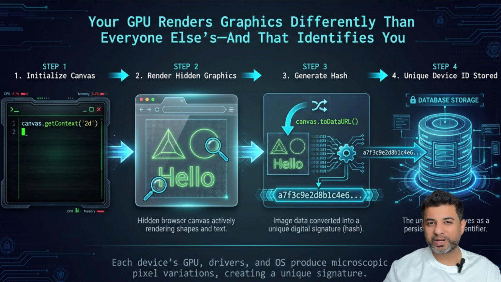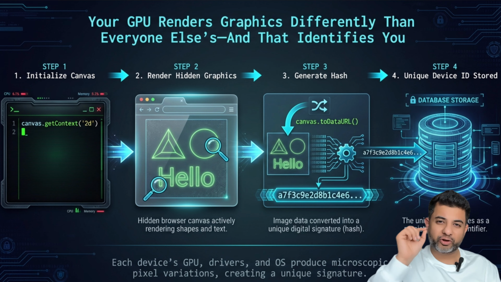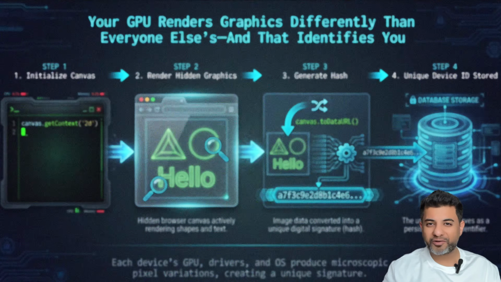Your specific combination of graphic card, operating system, font rendering engine, and even anti-aliasing settings produces microscopic variations in how those pixels are drawn. The script then takes this rendered image and converts it into a data string, a base64 encoded hash. Now this hash is your unique ID. It's stable, persistent, and requires zero cookies. You can clear your cache, switch to incognito, or use a VPN, but your GPU will still draw that image exactly the same way, giving you away instantly.